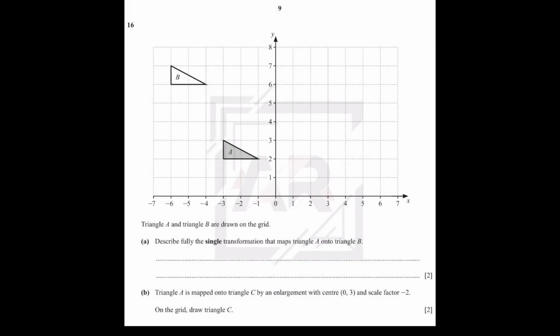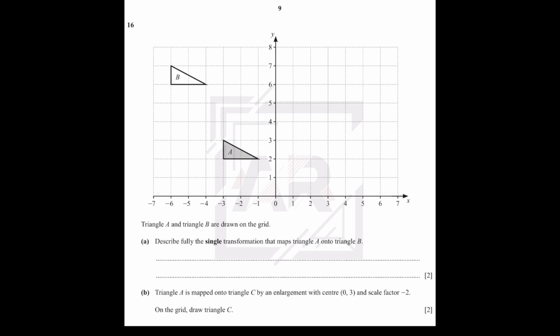In this video, I'm going to solve question number 16 of summer 2019. It says triangle A and triangle B are drawn on the grid. Describe fully the single transformation that maps A onto triangle B.